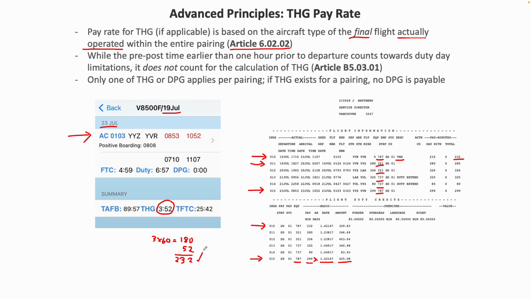So that all lines up in that sense. We have the 232 minutes in pay minutes over here. Within flight duty credits, we see those same 232 minutes. We see the 787 for the aircraft type to be paid at. And if we multiply 232 by $1 and approximately 42 cents per minute, that is our 787 rate. And that will get us a total of $329.83. So that has been paid correctly because the 787 rate was used.